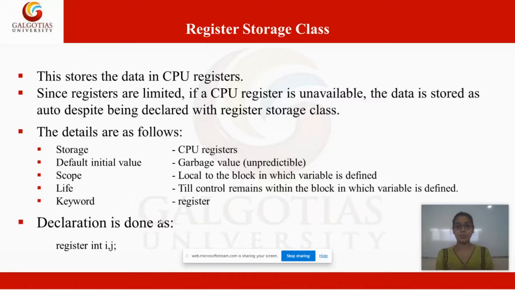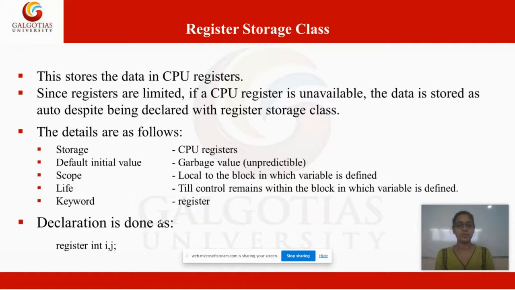So if there is some critical data that needs to be accessed a large number of times and time is of criticality, then it is better to store that variable in a CPU register. Now since registers are limited, if a CPU register is unavailable, the data is stored as auto despite being declared with the register storage class. So that is one point you need to remember. If a register is available, then yes, the data would be stored in the register.